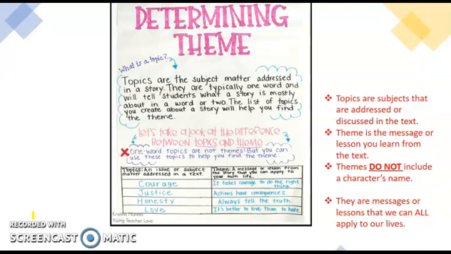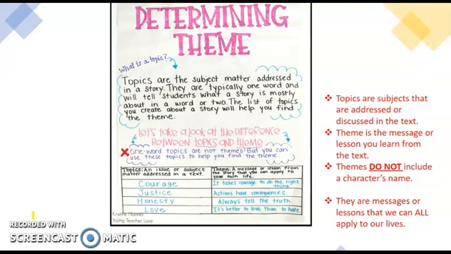Okay? And a theme is actually a message or the lesson that you're learning from the story that you can apply to your own life. Some examples of topics are courage, justice, honesty, and love. And theme, on the other hand, is a message. So it's one full sentence, like it takes courage to do the right thing, or actions have consequences.